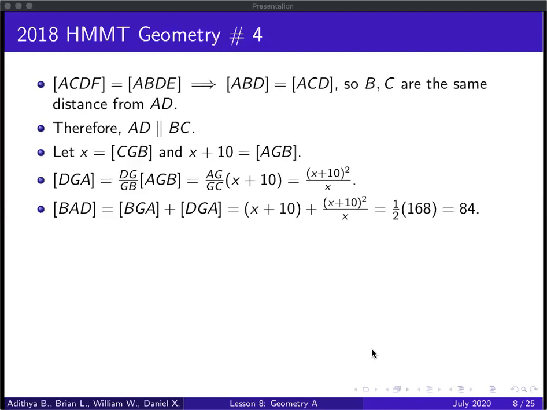So now we just solve for x. We'll simplify the equation, and then we'll get this quadratic in terms of x: x squared minus 27x plus 50 equals 0. So what this means is we can just solve this quadratic. We can factor it as x minus 2 times x minus 25 equals 0. So this tells us that x is either 2 or 25.